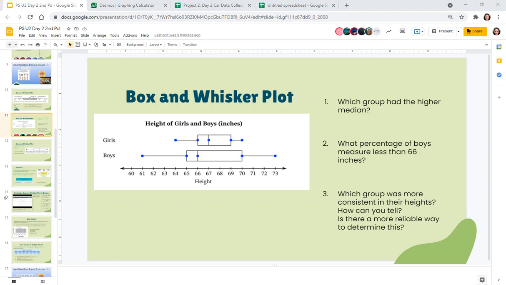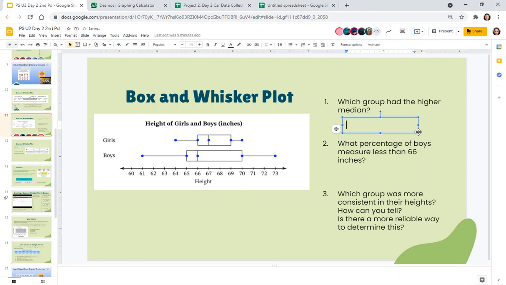Which group had the higher median? Ireland. Do you guys agree the girls had the higher median? Yeah. So the girls had a median of 67 and the boys were 66. So let's add that answer.